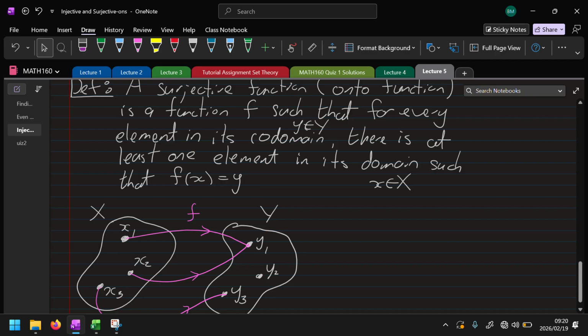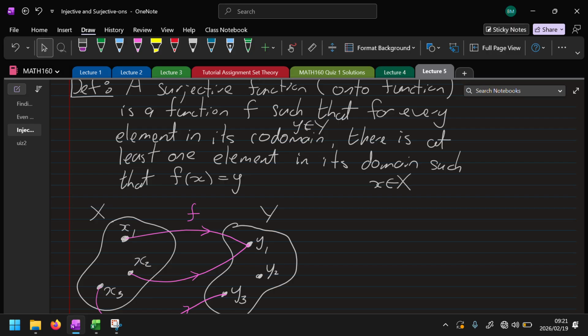Okay, so let's read through it very carefully. Okay, so it's a function f. We've got our function. That's all fine. Such that. Now, this must be true. Whatever's after the such that. If it's not true, it is not surjective. If it is true, it is surjective. Such that, for every element in its codomain. Okay, please follow along. Every element in its codomain, there is at least one element in its domain, such that f of x equals y.